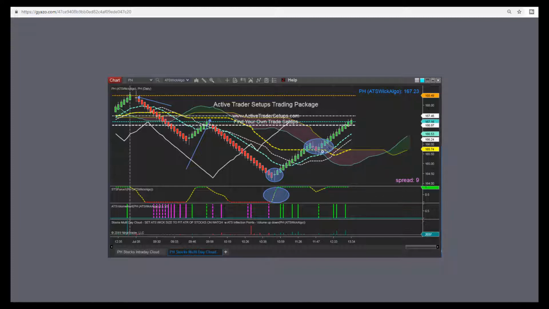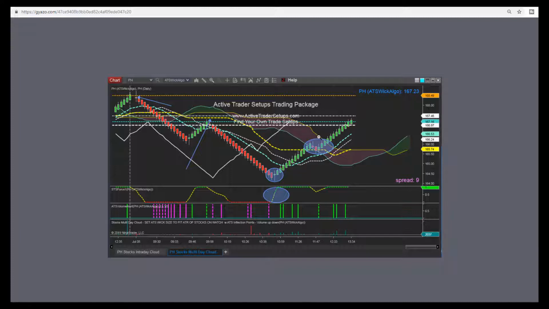Now you get this flag pattern inside the cloud. We look for this. Sometimes it goes to the top of the cloud, pulls back a little here, and then goes. This is a good setup to get this little bull flag that was created right on this line inside this cloud. It breaks and runs again for another $1.50. This is a really good pattern.